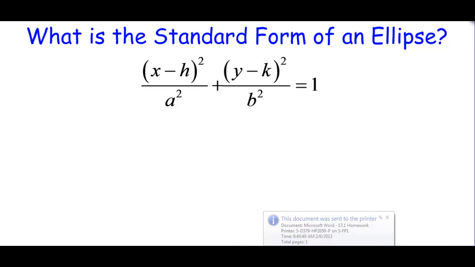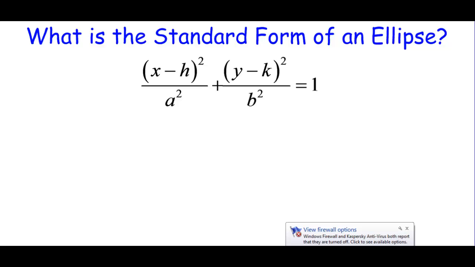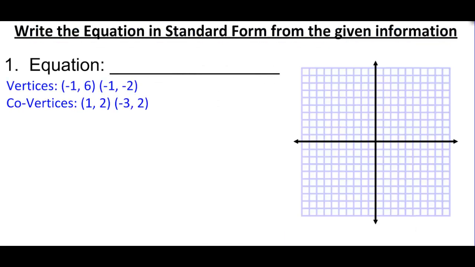So as a reminder, this is the standard form of an ellipse, and this is what your final answer should be, what form it should be in at the very end for each of these problems. In example number 1, I give you vertices and covertices, and I give you 2 points. And in this example, I'm actually going to put them on a graph.